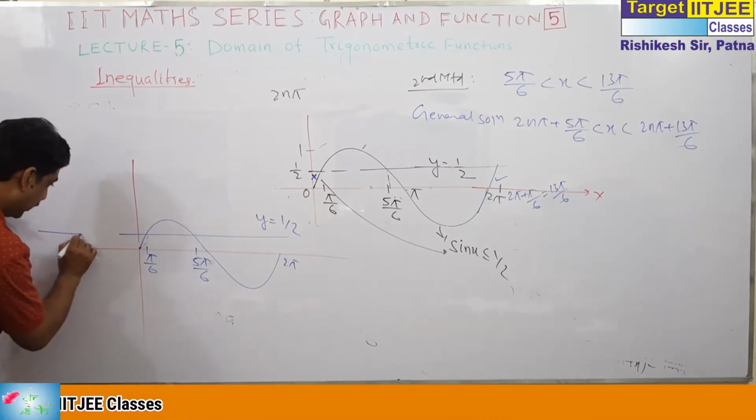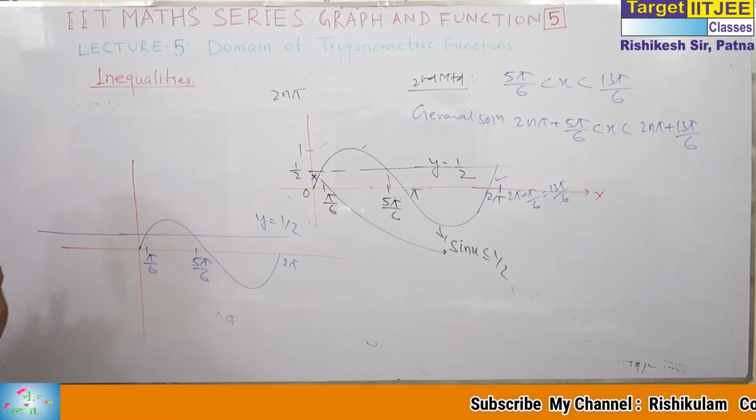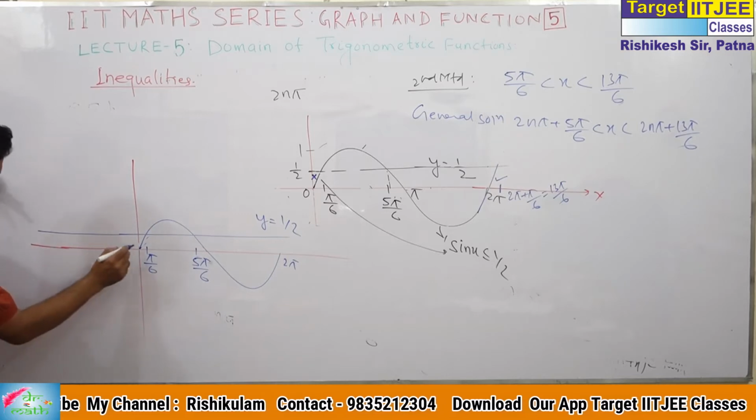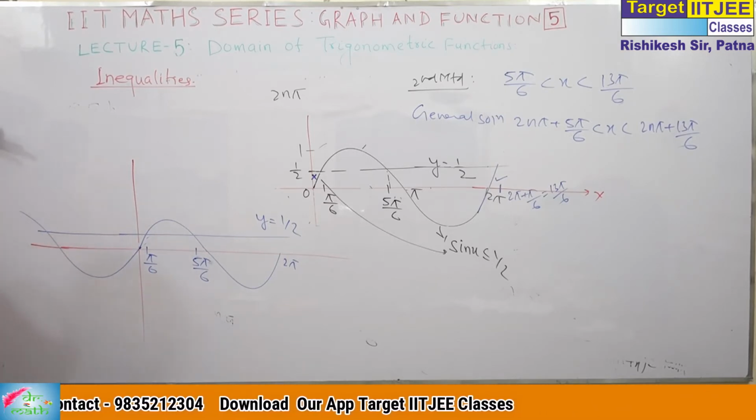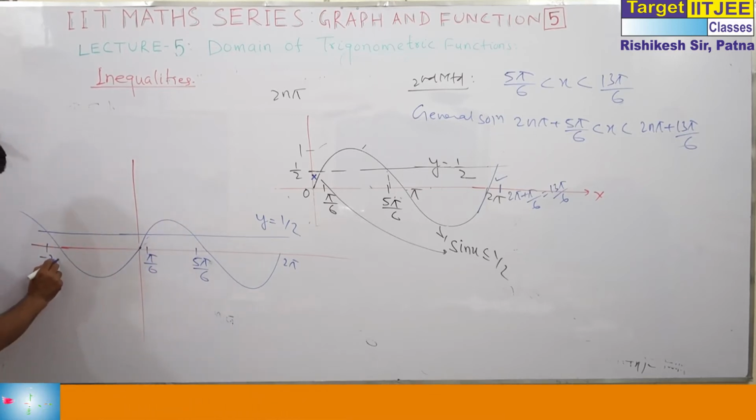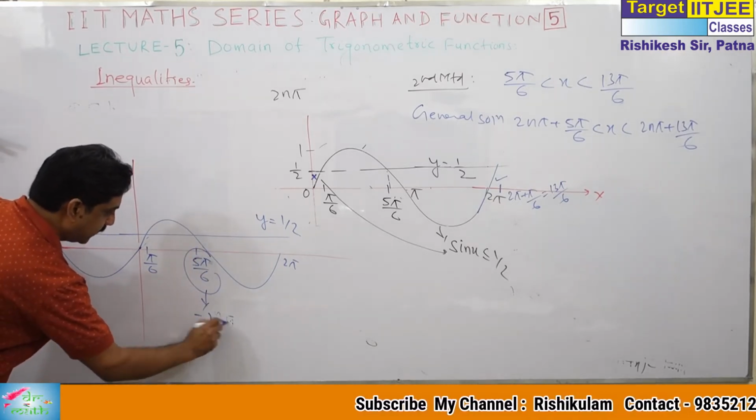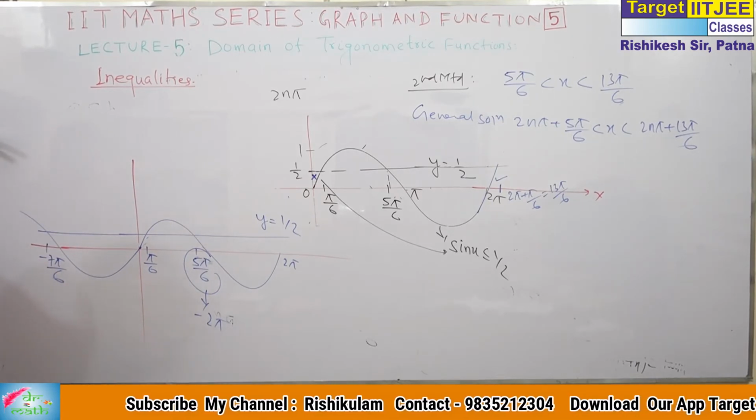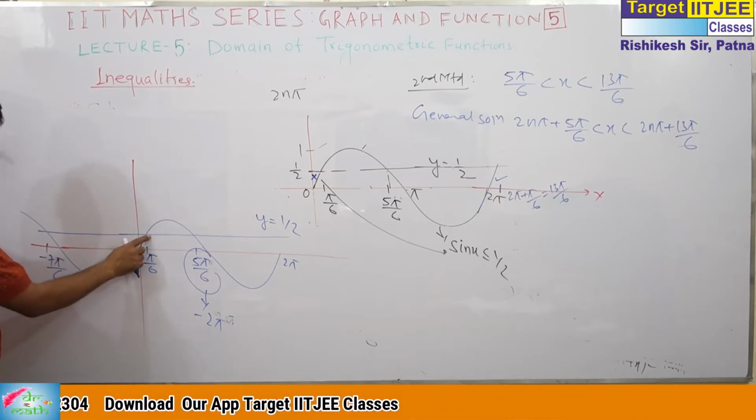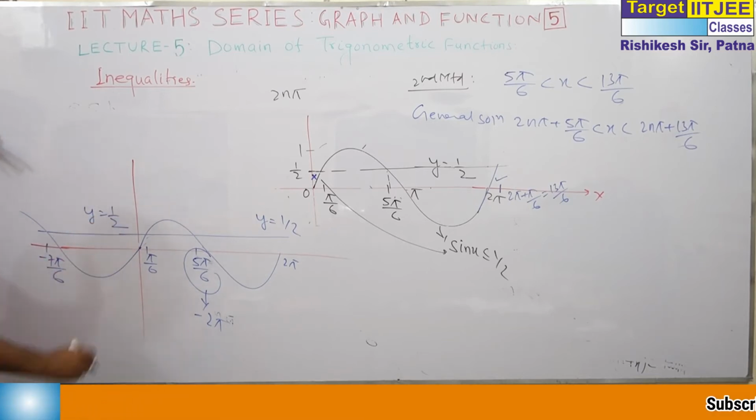What we do in the third case: in the second case we proceed from right, in the third case we proceed from left. This is from here to here. If you find this, it is minus 7 pi by 6, or if you want to go straight, subtract 2 pi from this. Now, you can see from here to here, what is this? This is below the line y is equal to 1 by 2.